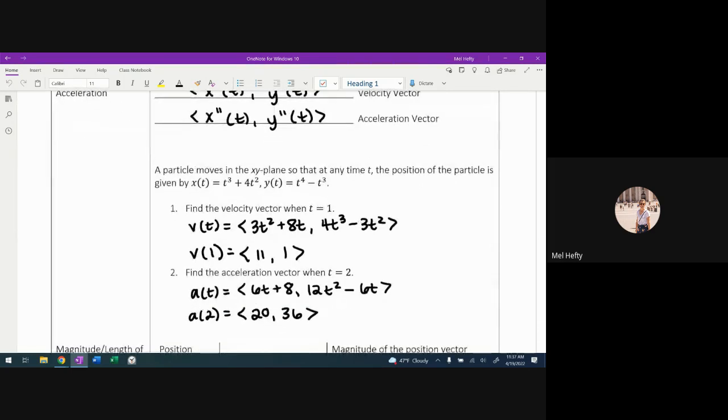If we wanted t equals something, we just plugged in that number. So for example, part A of this gives you velocity stuff, and it's like, hey, find the acceleration vector. Just take a derivative, plug in a number. It's as easy as that.